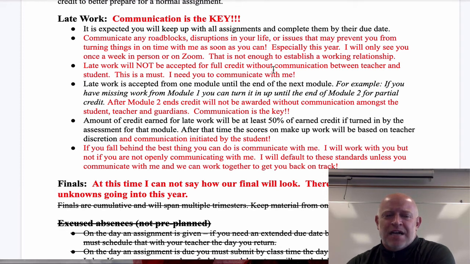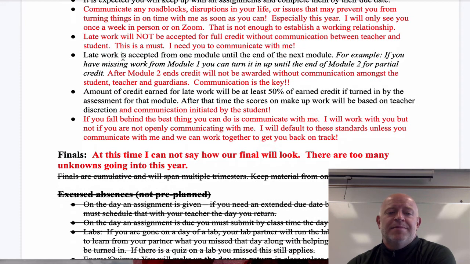How does it work for late work? I'm not going to give you full credit for late stuff unless you talk to me about it. So just be ready for that. How do I accept late work? I will accept late work until the end of the next module. What I mean by that is, let's say in module 1 you forget to do one of the assignments. No big deal. You have all of module 2 to get that turned in for credit. Now, I'm not going to give you full credit for that. If we communicate with each other and you talk to me about why that was missing, I might give you full credit, but the standard is less than full credit unless there's communication.